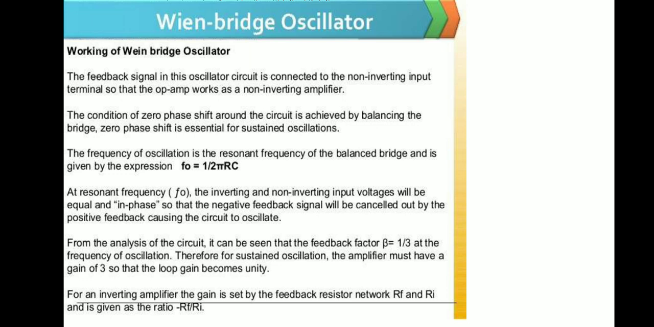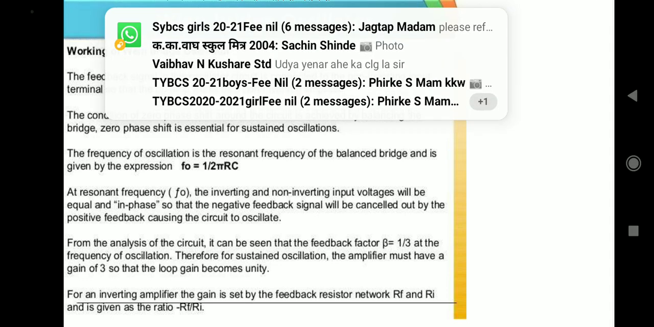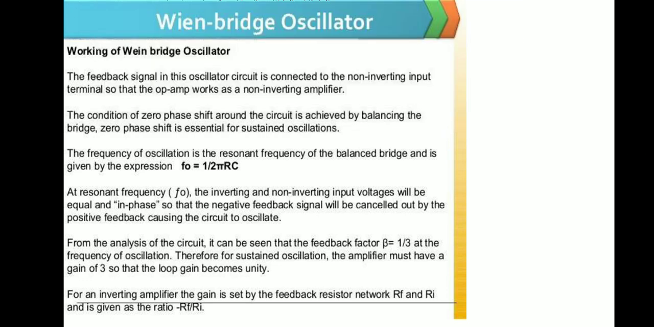The frequency of oscillations is the resonance frequency of the balanced bridge, and it is given by the expression fo is equal to 1 upon 2 pi RC. At the resonance frequency fo, the inverting and non-inverting input voltages will be equal and in phase, so that the negative feedback signal will be cancelled out by the positive feedback, causing the circuit to oscillate. For an amplifier, the gain is set by the feedback resistor network Rf and Rin, and it is given by the ratio of minus Rf upon Rin.